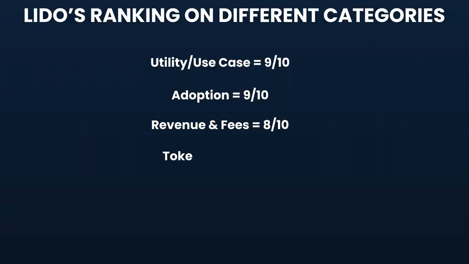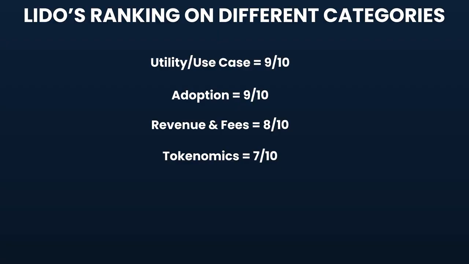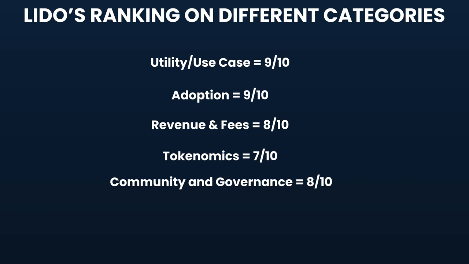On the tokenomics side, a 7 out of 10. It's clear what the token does and supply dynamics aren't bad at all. On the community and governance side, Lido gets another 8 out of 10. Their DAO governance is very active, and with that comes an engaged community. For security, Lido gets 7 out of 10. They have strong measures in place but face node centralization risks.